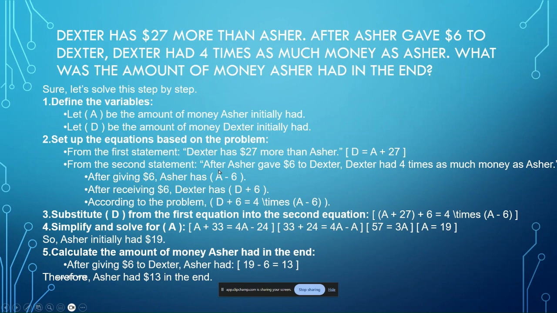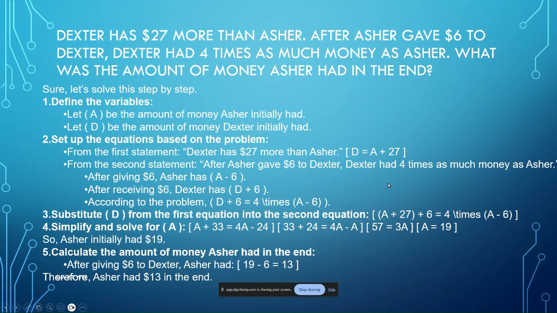Then the next statement is after Asher gives $6 to Dexter. So Asher subtract 6 because he gives $6. All right. But of course, once this is done, Dexter would plus $6, right? Because Asher gives to Dexter, so Dexter will receive $6. So Dexter has four times as much money as Asher.